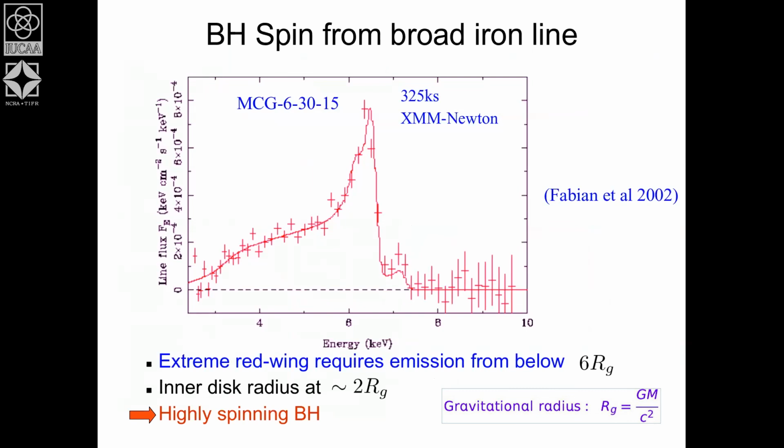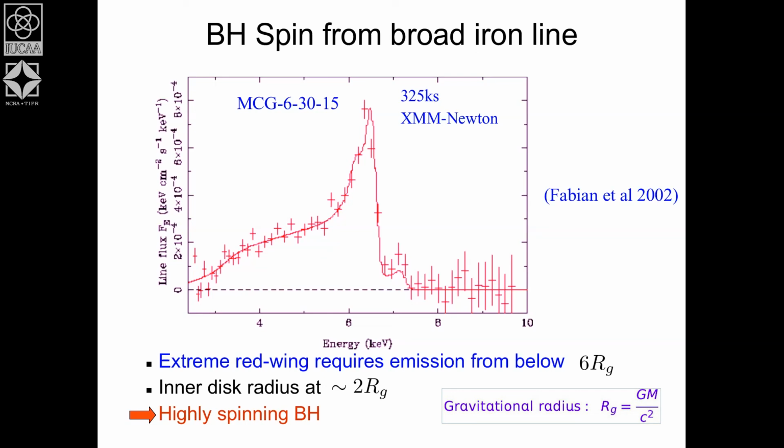And you see in the rest frame, of course, this line will arise at 6.4 keV or so. Because of these effects of relativistic speeds and strong gravity, the line photons are actually being shifted from about 6.4 keV all the way to 4 and even 3 keV. And such a strong red wing is observed due to the emission from very close to the black hole, within a few R_G.